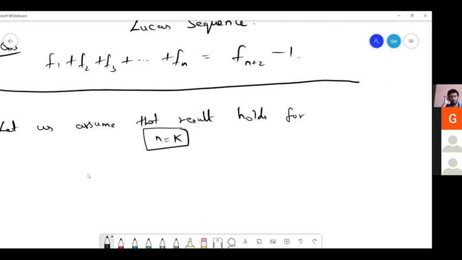Actually, this is a personal choice. If you're not satisfied with the inductive proof, we can always go looking for a different proof.